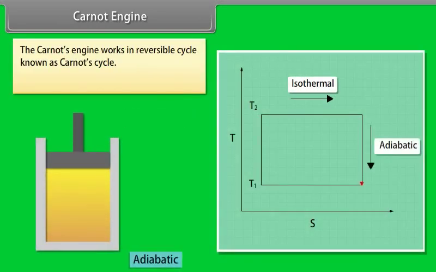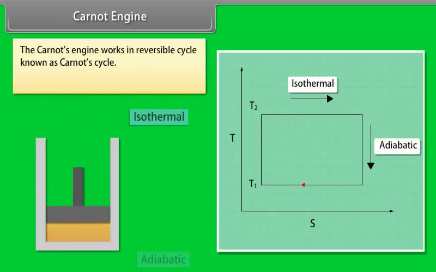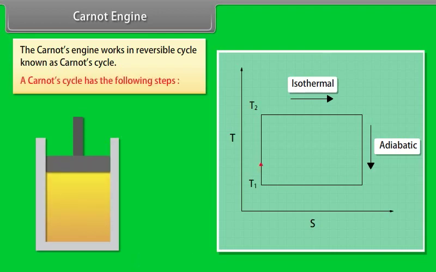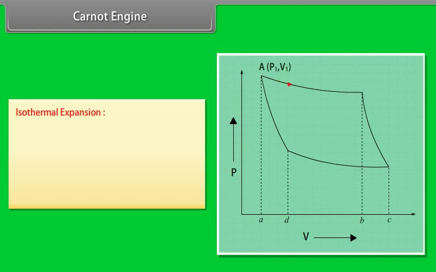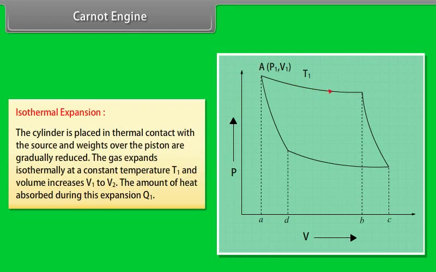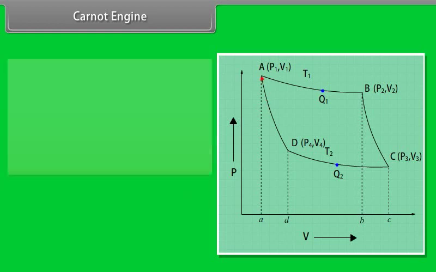Carnot engine. The Carnot engine works in a reversible cycle known as Carnot cycle. A Carnot cycle has the following steps. Isothermal expansion. The cylinder is placed in thermal contact with the source and weights over the piston are gradually reduced. The gas expands isothermally at a constant temperature T1 and volume increases from V1 to V2. The amount of heat absorbed during this expansion is Q1.